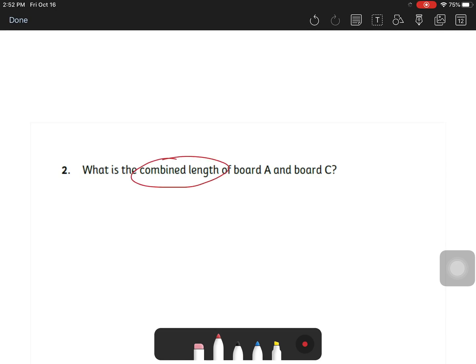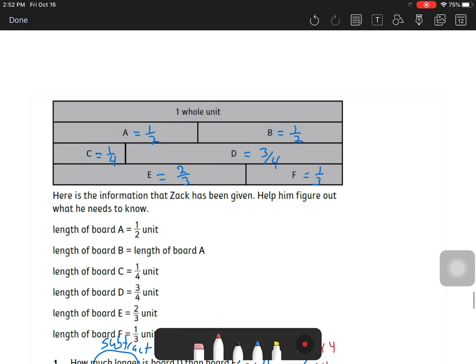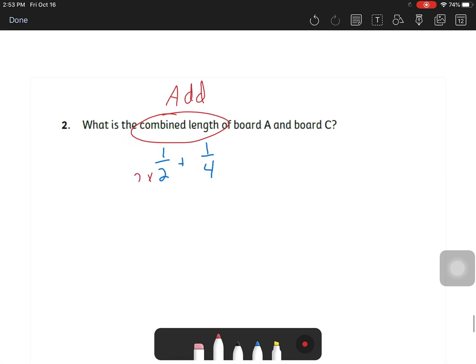Okay. What is the combined length? Combined length means to add. A and C, okay. Well, A is 1/2 and C is 1/4. So 1/2 plus 1/4. Okay, so in order to do that, I need to make a common denominator. I'll multiply by 2, and so I'll have 2/4 plus 1/4. And I'll go back to blue, sorry. 2/4 plus 1/4, and that's going to be 2 plus 1, which is 3, so we get 3/4.